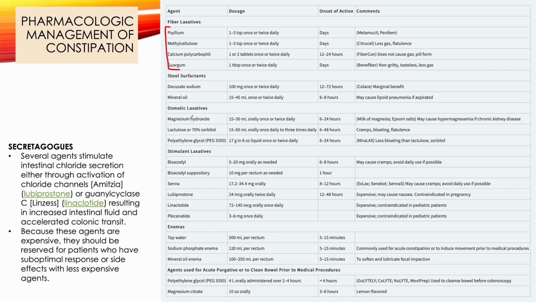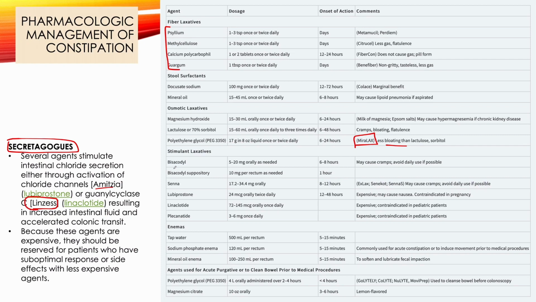The thing that I like to start with, if they've already been on some things, is Miralax. It has a pretty low side effect profile, less bloating, and so I usually try to start with that if they haven't already tried it. And then from there, work my way up to one of these secretagogues, which are usually Amitiza or Linzess. Linzess was the one that we used most often in our GI clinic.